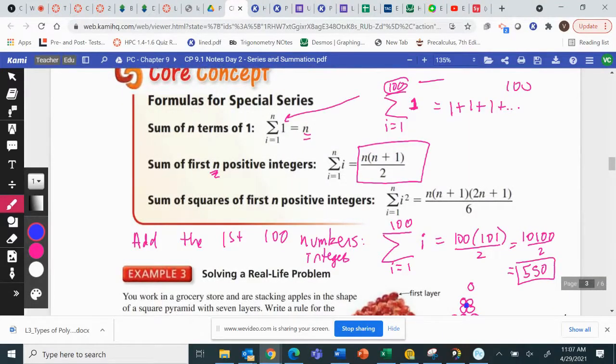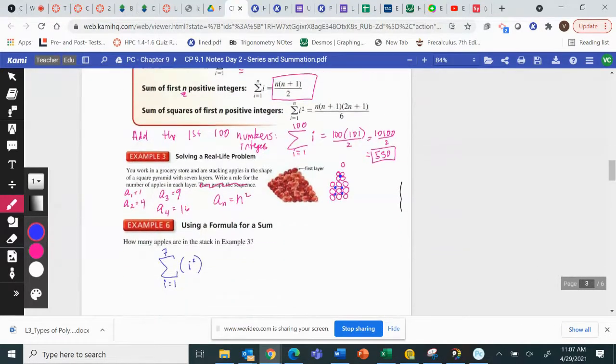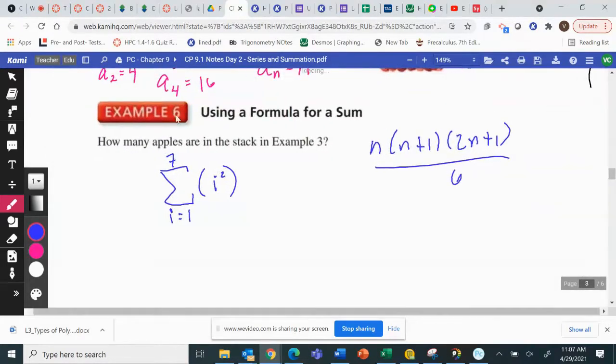The sum of the squares. Right, we're doing the sum of the first n positive squares. So we're going to use n times n plus 1 times 2n plus 1 divided by 6. So we're going to have 7 multiplied by 8 multiplied by 15 divided by 6.